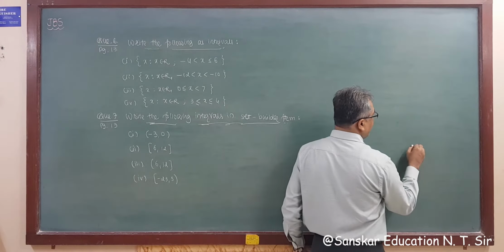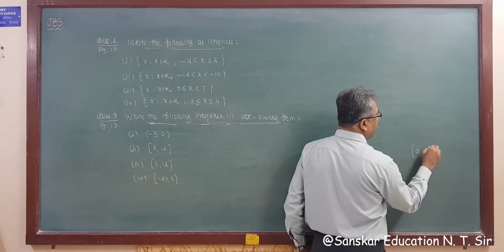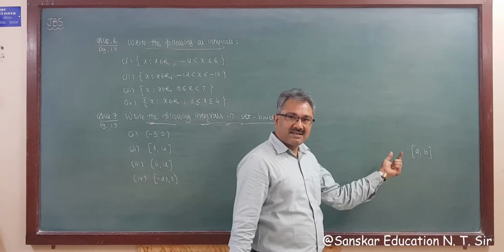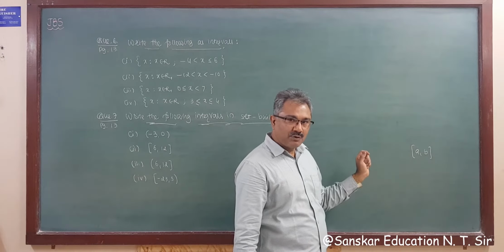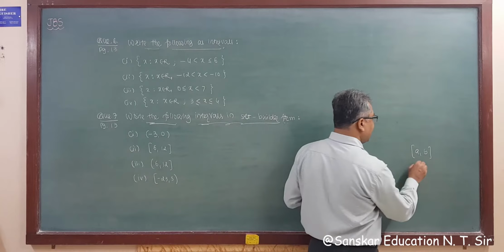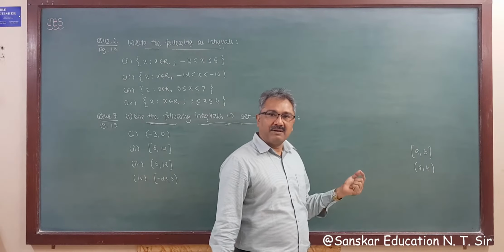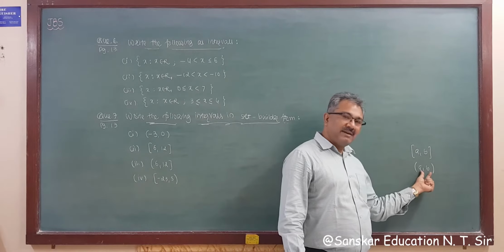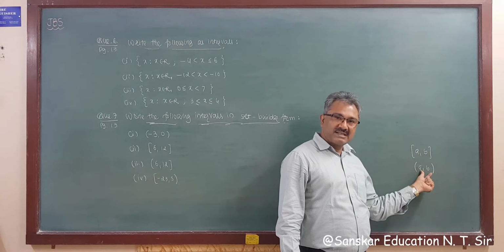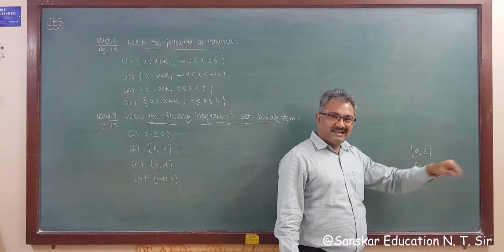Suppose this is a given closed interval a comma b, which means all points including a and b are included in this set, and if it is an open interval, then except a and b, all points between a and b are included in this open set, right, as we discussed.